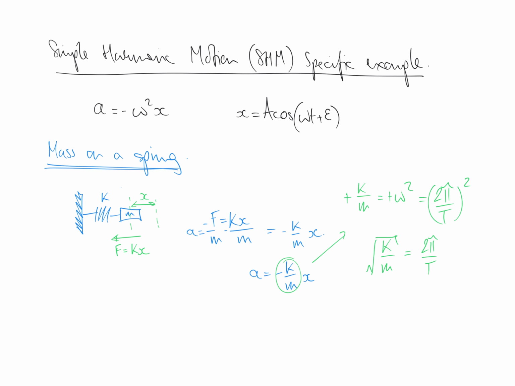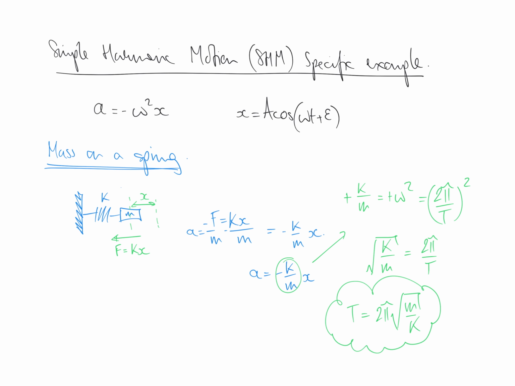I'll invert the whole thing. T over 2 pi is root m over k. And so therefore finally I'm just going to move the multiplying factor of 2 pi up to there. There is my time period for a mass on a spring. Remember, there's no dependence on amplitude here. It doesn't matter how far this is moved, it will still have the same time period.